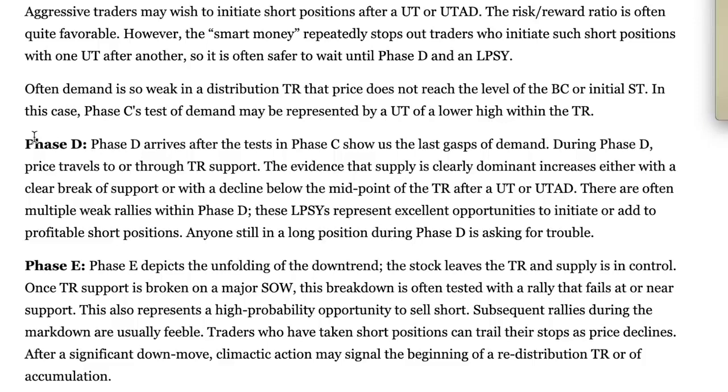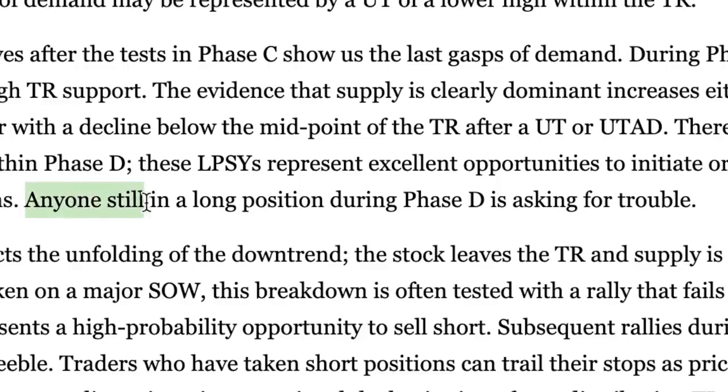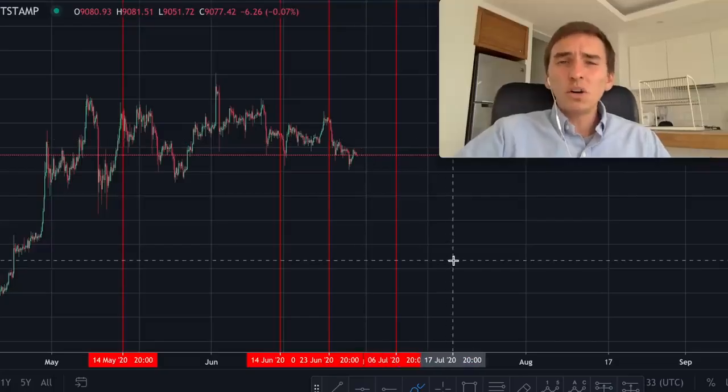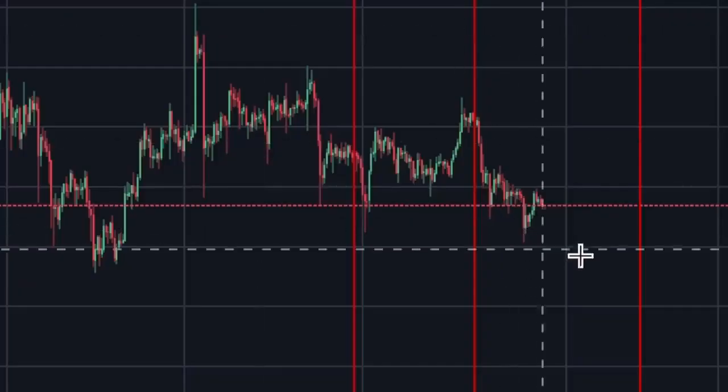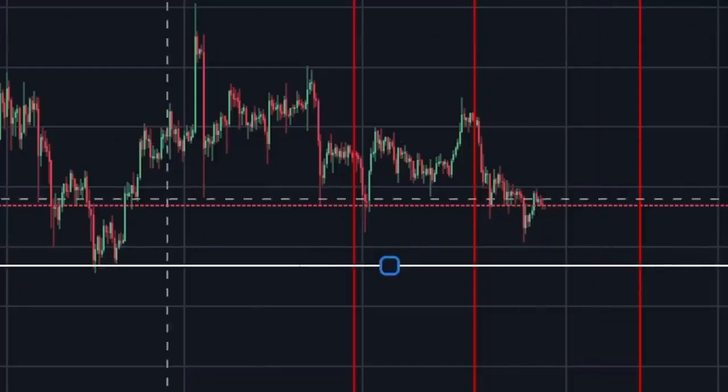Now, here is where it gets interesting, where we talk about phase D, because according to Wyckoff himself, he says, anyone still in a long position during phase D is asking for trouble. So this is a big warning to all of you guys who are bulls, who are in a long position. And I'm gonna show you exactly what level to watch.